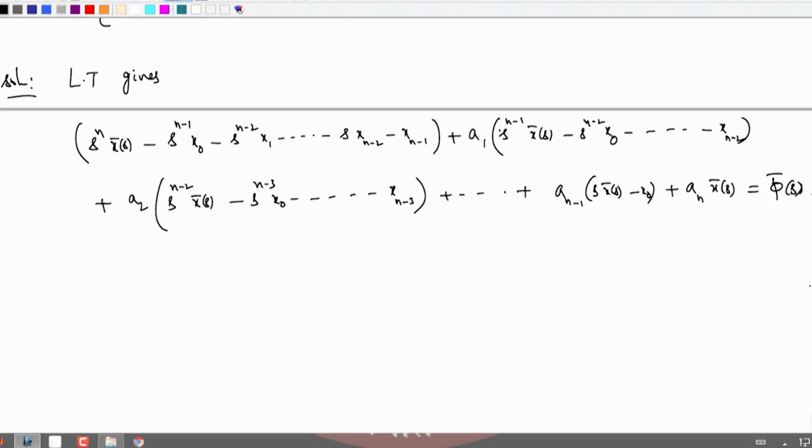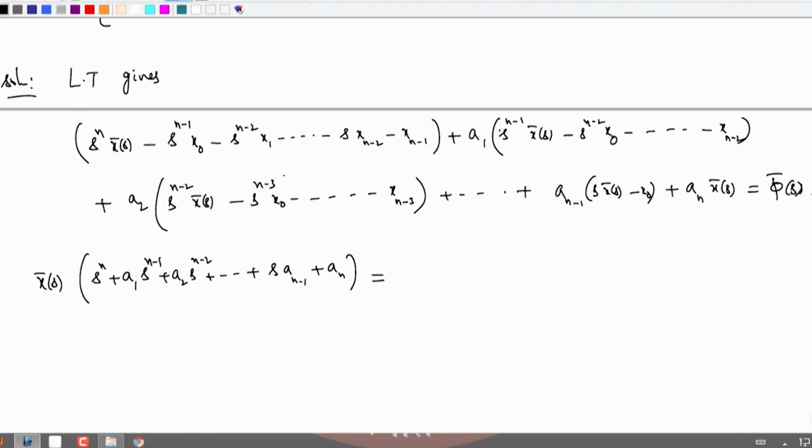So, if you have it like this, you collect the coefficients of all x bar of s. What you end up with, let me write, you can see directly the coefficient of this is s power n. So, you clearly have a polynomial of degree n: s power n here, plus a 1 s power n minus 1, plus a 2 s power n minus 2 here. Finally, you end up getting s times a n minus 1 plus a n. So, this is your nth degree polynomial as the coefficient of x bar of s.